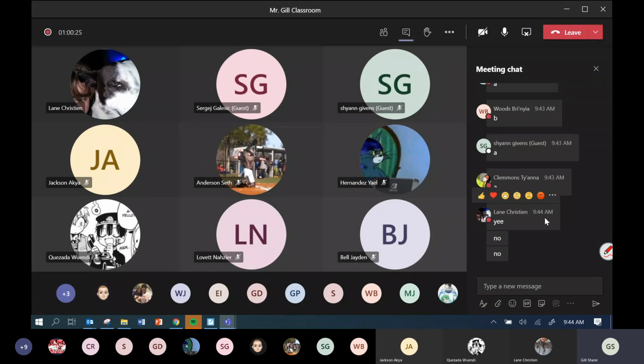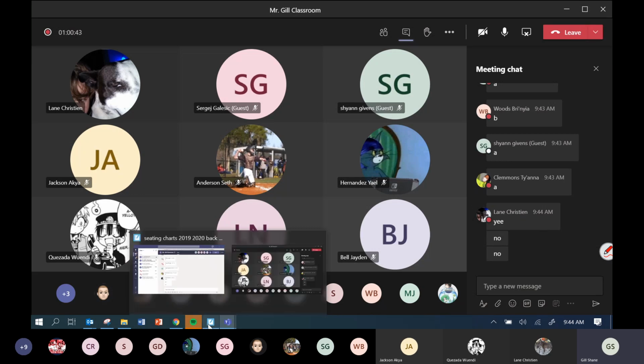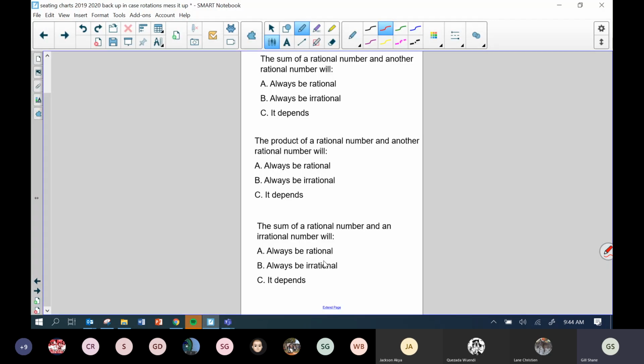Okay, so if we bring an irrational person into our conversation and they start talking a bunch of nonsense, then that's going to automatically change the conversation to irrational. So if we add an irrational number to a rational number, it will always be irrational. So it was B for this one. That's with addition though. So sum means addition. So with addition, it will always be irrational.